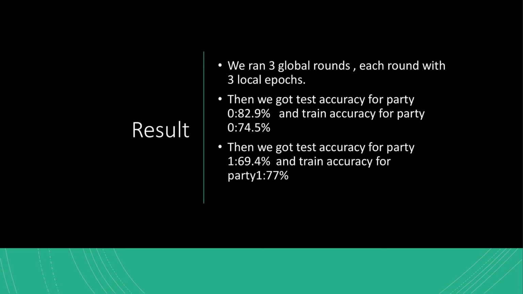Result: after a brief IBM FL training, we came across training and test accuracy for each party. In training, we ran 3 global rounds, each round with 3 local epochs. So our result was as follows. We got test accuracy for party 0 as 82.9% and test accuracy for party 1 as 69.4%. We also got training accuracy for party 0 as 74.5% and training accuracy for party 1 as 77%.